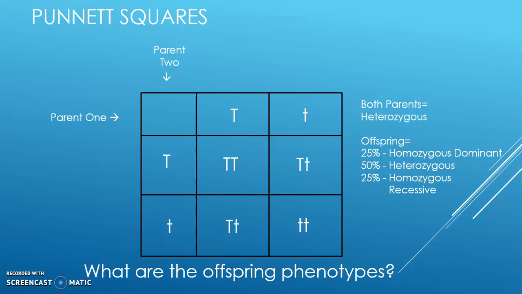The question, though, is what are the offspring phenotypes? We know that these heterozygous and the homozygous dominant are going to show the dominant trait, which means these 3 would be tall. And this one, because there are both recessives there, the recessive allele is the one that shows, so this one's going to be short. So you would call this 3-to-1 tall to short.